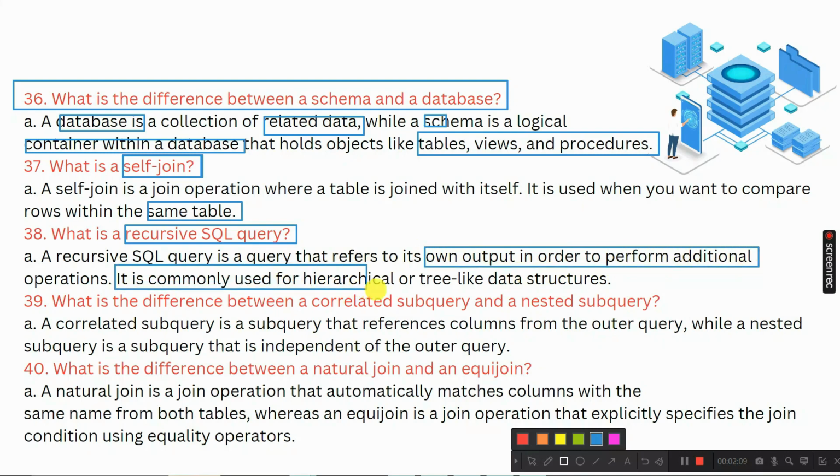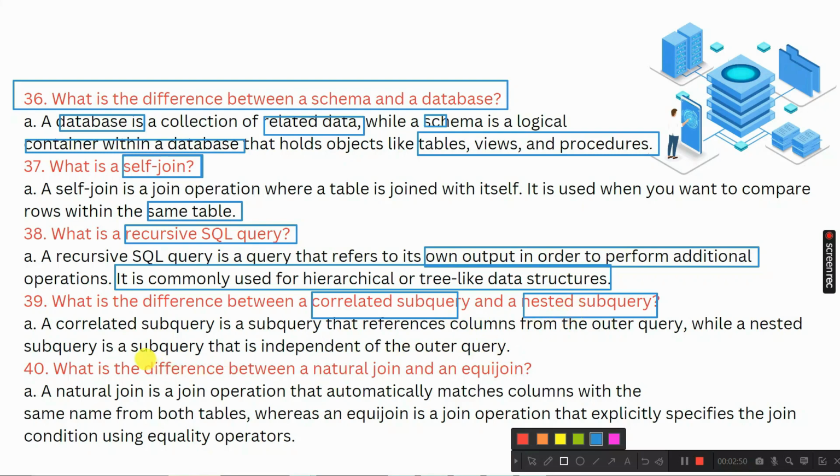It is commonly used for hierarchical and tree-like data structure. Okay. This is called the recursive SQL query. Next is, what is the difference between correlated subquery and nested subquery? A correlated subquery is a subquery that references columns from the outer query, whereas a nested query is a subquery that is independent of the outer query. Okay, this is the difference between correlated query and nested query.